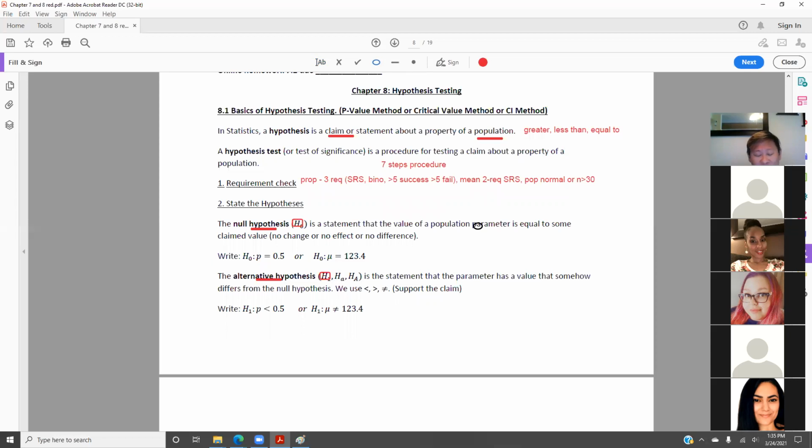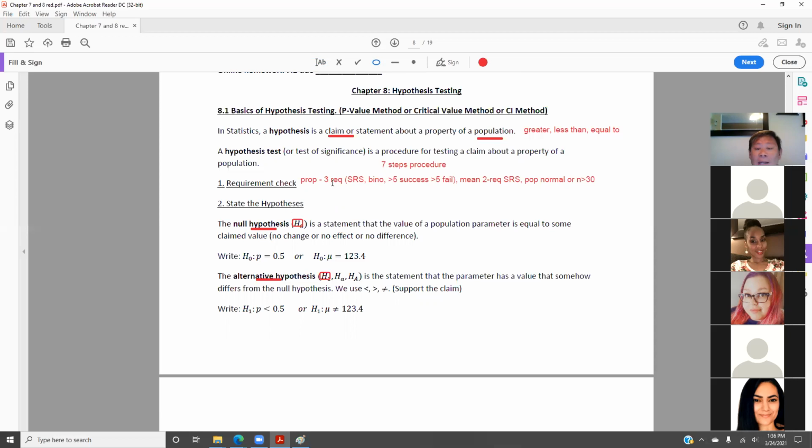StatCrunch uses HA, and I'm okay with it. If you use H1 or HA, I'm fine with it. But please do not say "whole" and "half." H0 is not whole, HA is not half. Do not do this. It is H0 and H1 or HA.